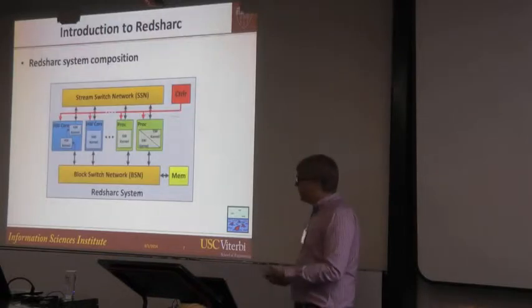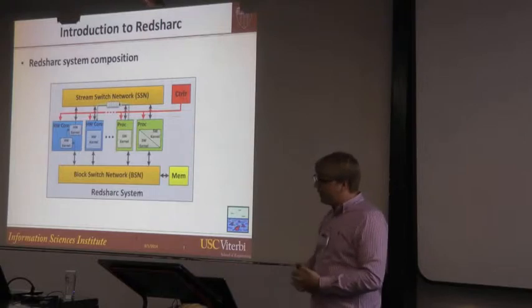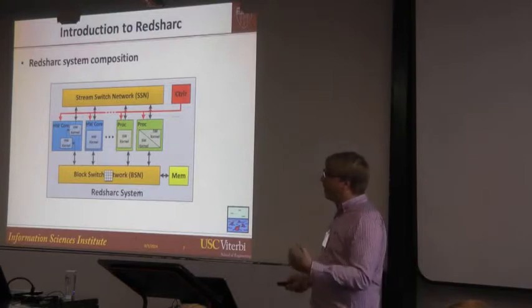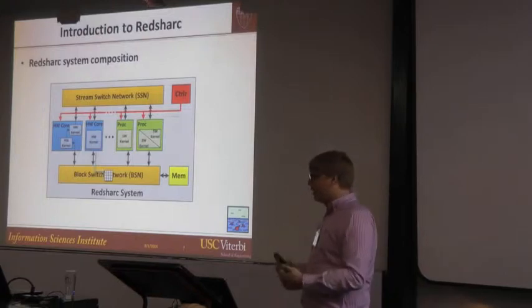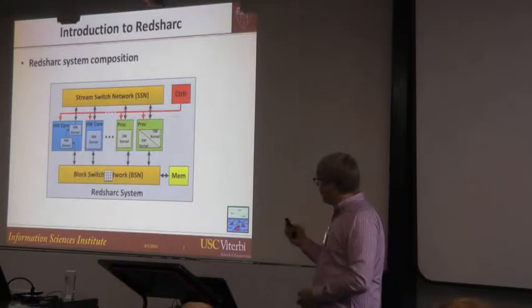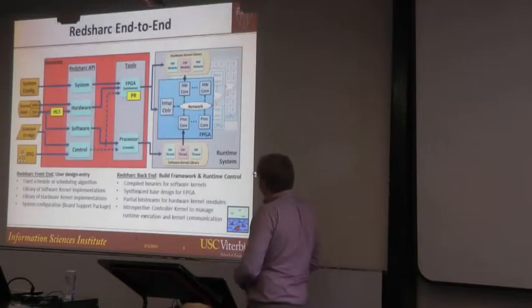So the stream switch network provides a point-to-point interface between cores. This is a FIFO, so we can connect one core directly to another one. The block switch network provides random access memory to a core. So if a particular core needed some scratch pad space that was going to turn into the output result of that kernel, then we could take that memory location and provide access to another kernel at a later time.